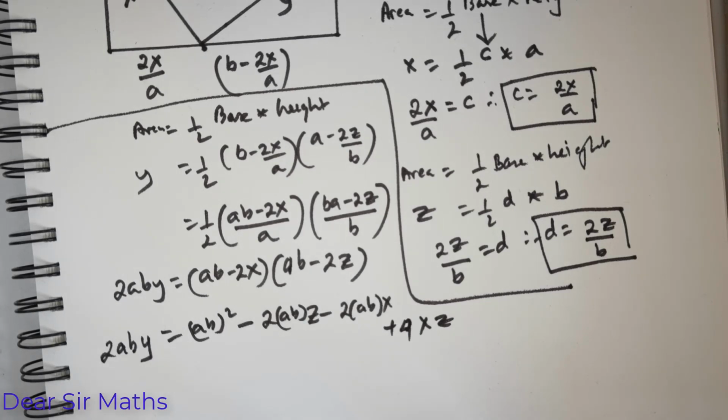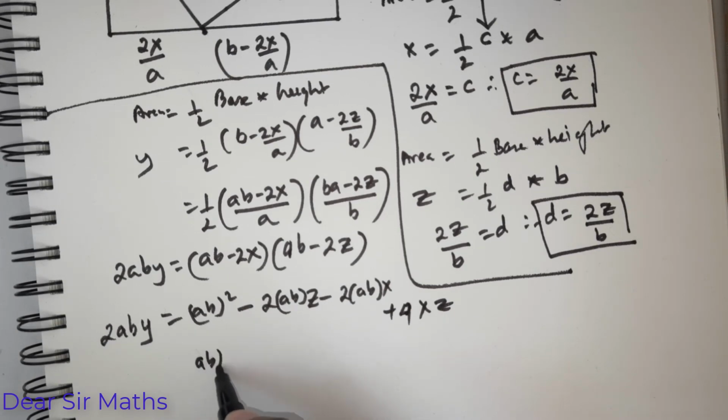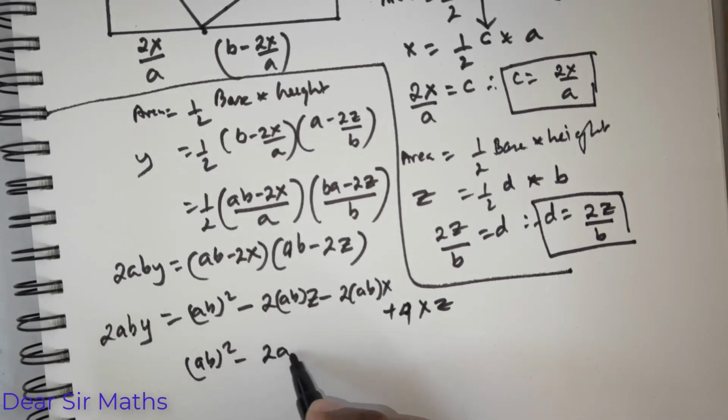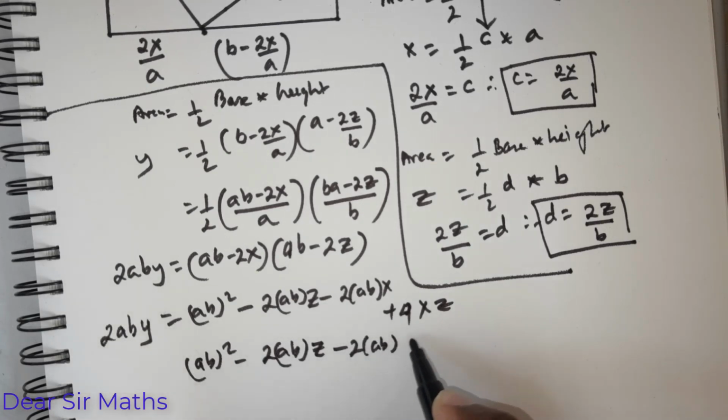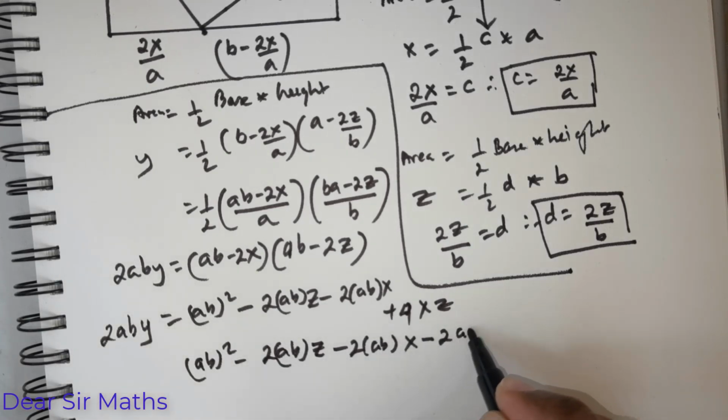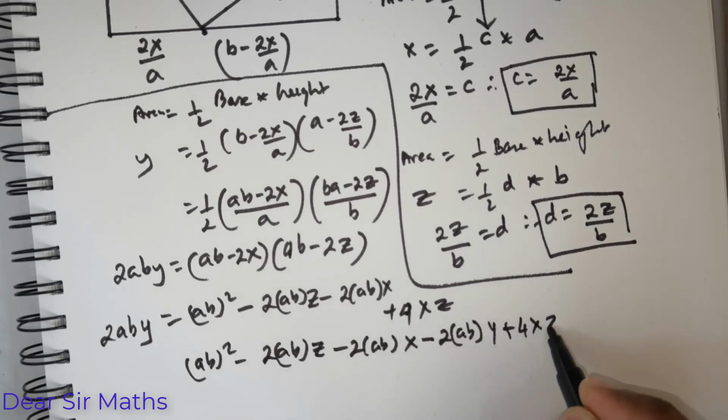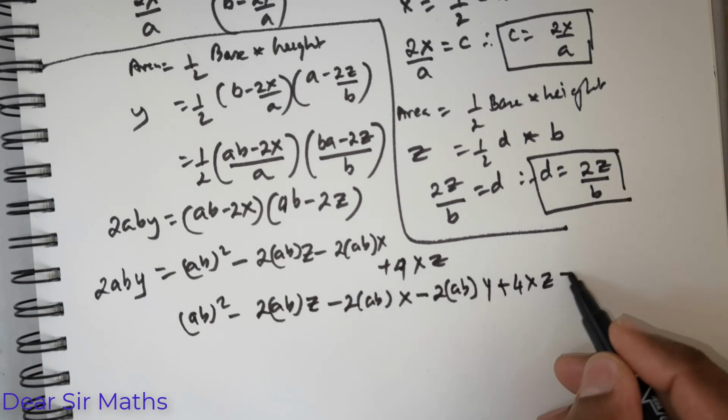Now if I were to do a quadratic in AB, let me rewrite it as a quadratic in AB. This is AB squared minus 2 times AB times Z, minus 2 times AB times X, minus 2 times AB times Y, plus 4 times XZ, which is equal to 0.